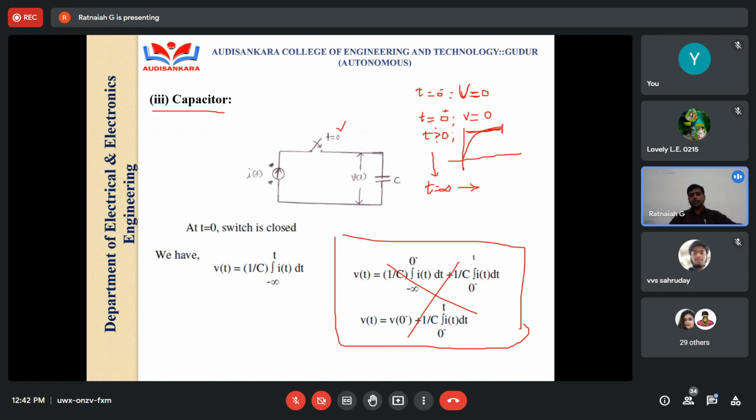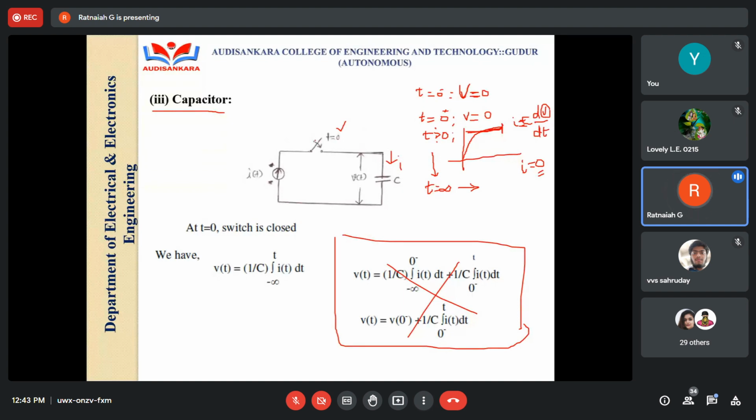Now if I take I equal to C dV by dt, that is the current through the capacitor. So when you charge the capacitor fully, this voltage will become constant. If it is constant, then the current through the capacitor is 0. If the current through the capacitor is 0, it will act as an open circuit.